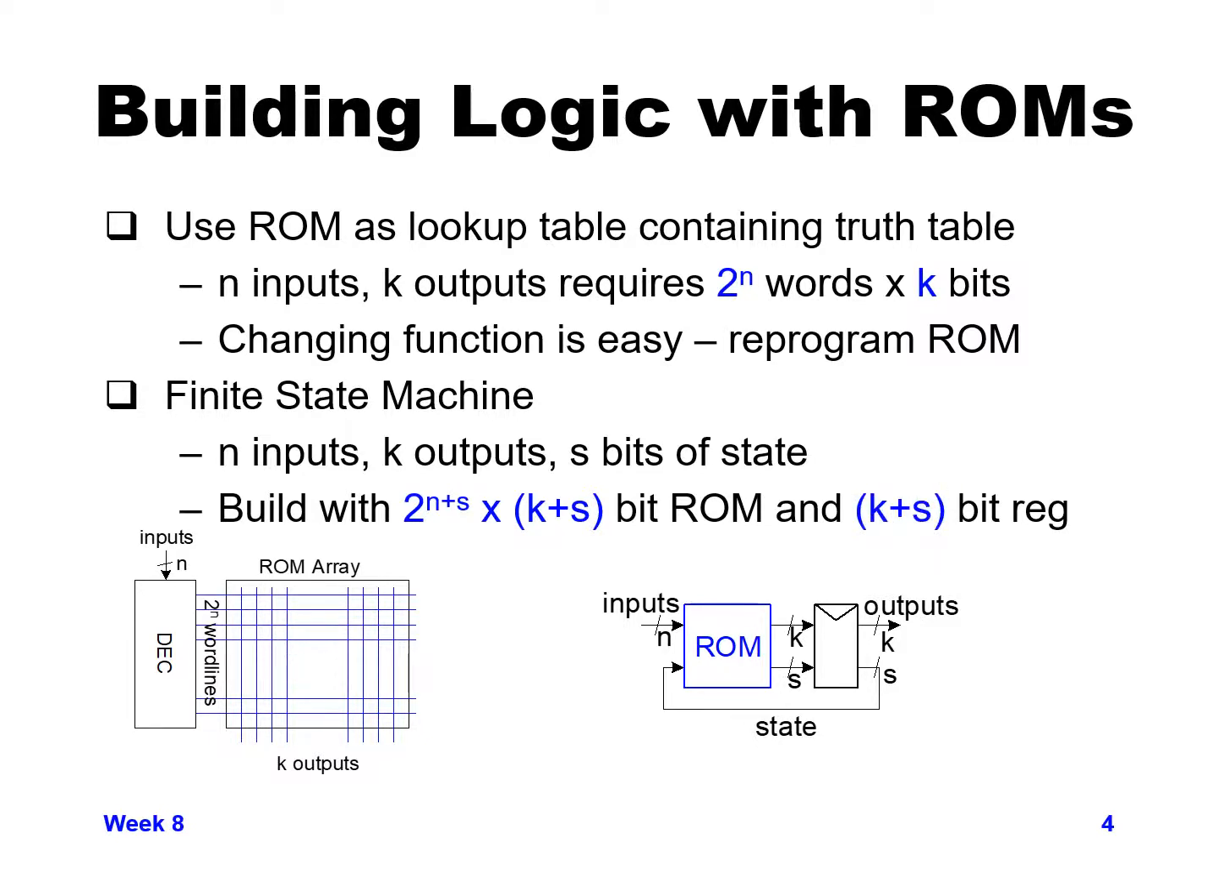And that would require, once we come out of the ROM, a register to capture the values and then send them on. The k bits get sent on to some additional logic. The state bits need to wrap back around going into the ROM to tell what state you're currently in. So the register following the ROM would need to be k plus s bits in order to store the values coming out of the ROM.